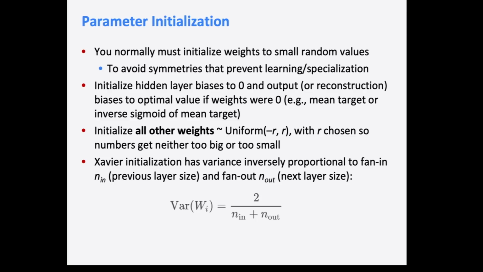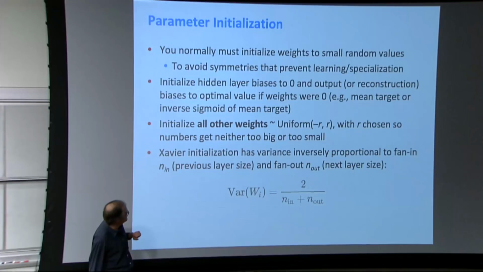When you have biases, you may as well just start them at 0 as neutral and have the system learn the bias that you want, etc. But in general, the weights you want to initialize to small random values.